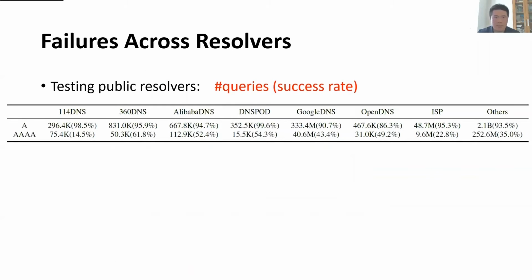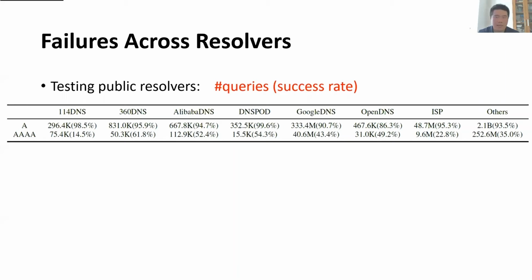Let's then move on to public resolvers. Closer inspection reveals that a notable set of queries are sent to public resolvers. Hence, we also inspect the reliability of these public infrastructures. We take into account some popular Chinese public resolvers as well as Google DNS and OpenDNS, which are widely used throughout the world. We identify these public DNS resolvers by the IP addresses offered on their official websites. We also identify ISP resolvers for comparison purposes.